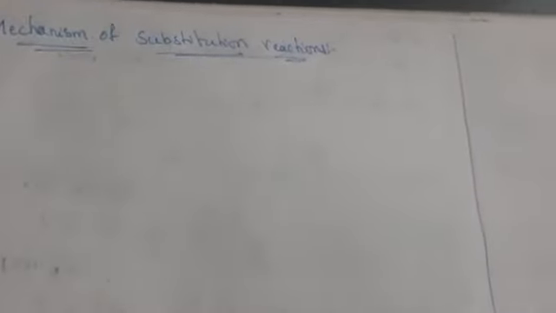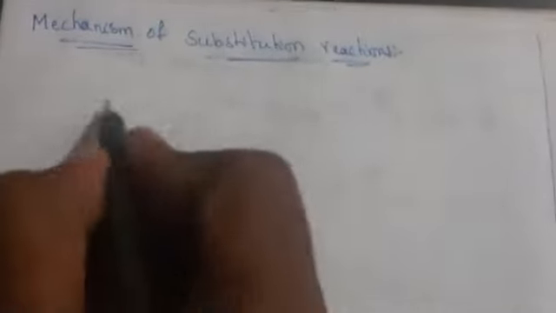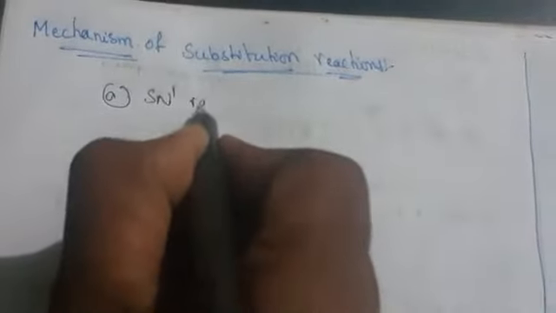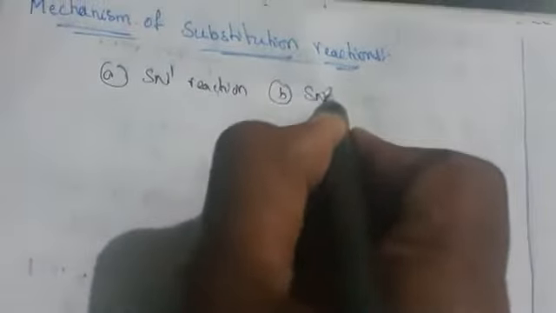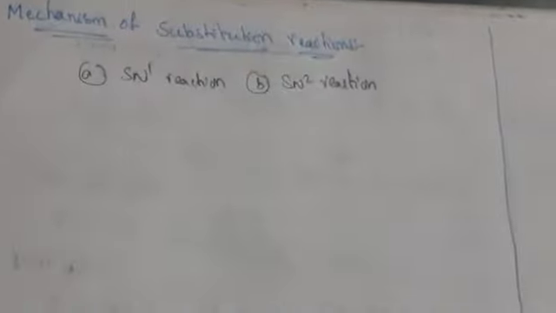Generally, substitution reactions consist of different types. Nucleophilic substitution reactions consist of two types: the first one is SN1 reaction and the second one is SN2 reaction. Whenever the nucleophile attacks, we call it a nucleophilic substitution reaction.